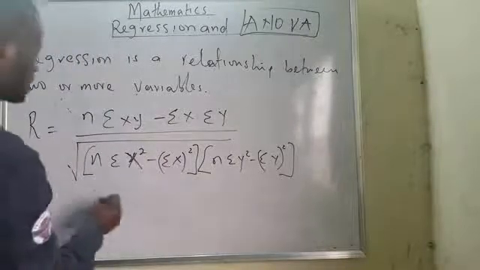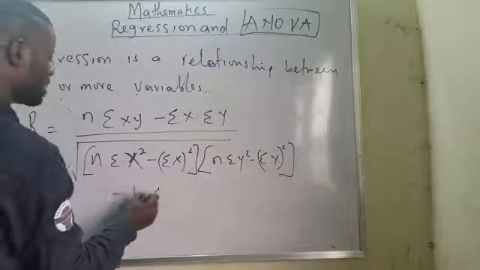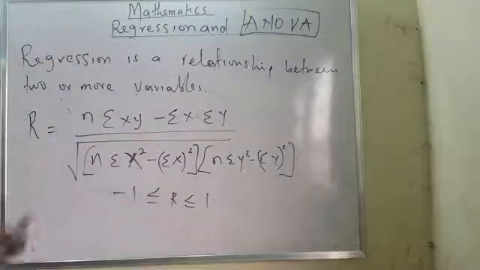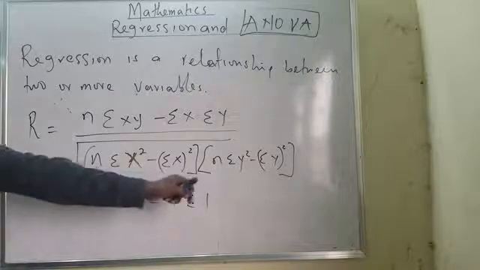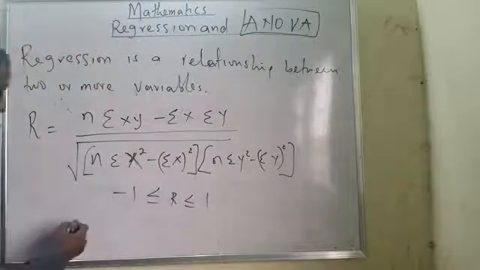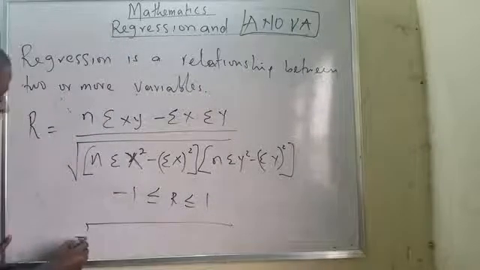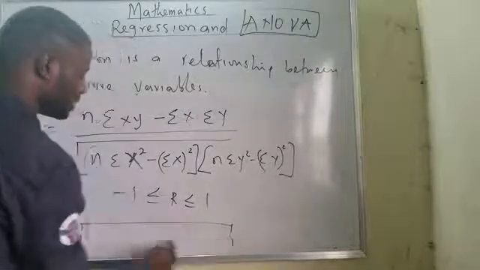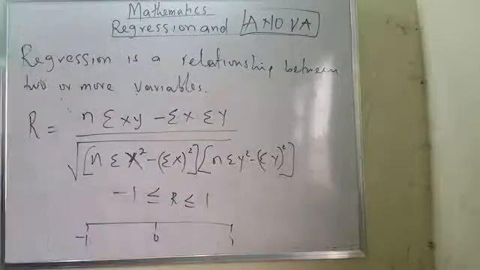Now, R lies from minus 1 less than or equal to R less than or equal to 1. It means we are talking about minus 1 to 1. A perfect negative line is minus 1, a perfect positive line is 1, and no relationship is 0.